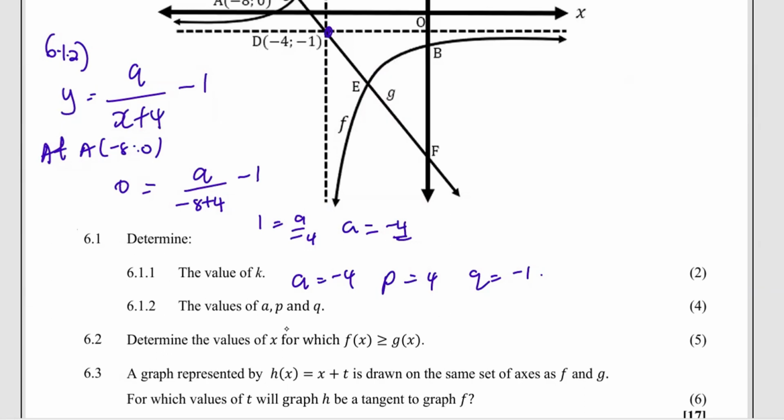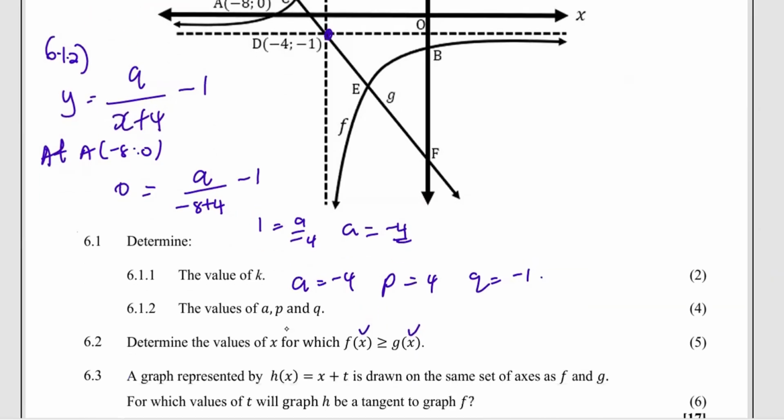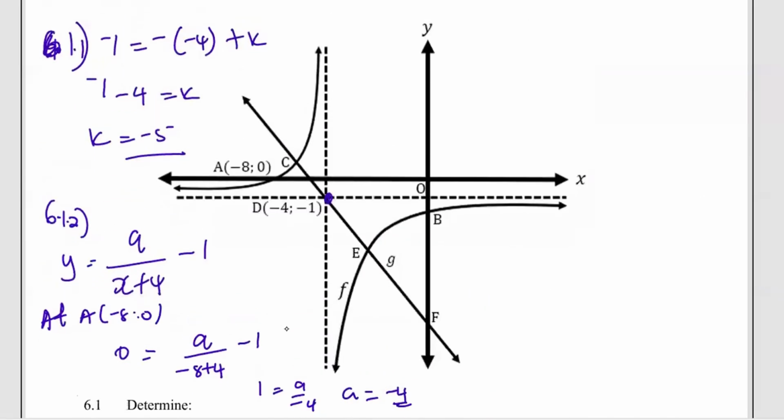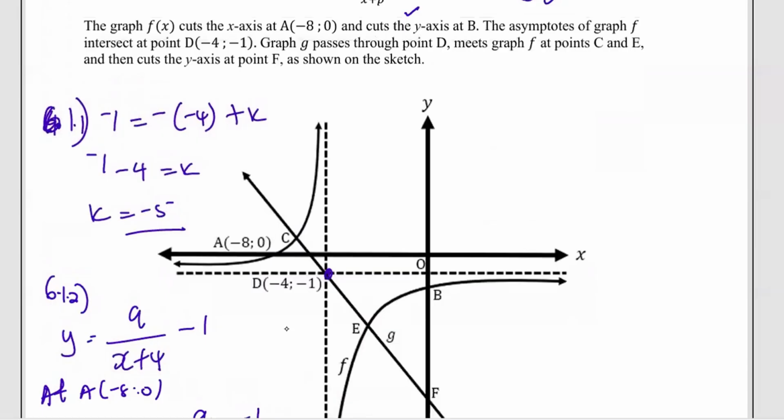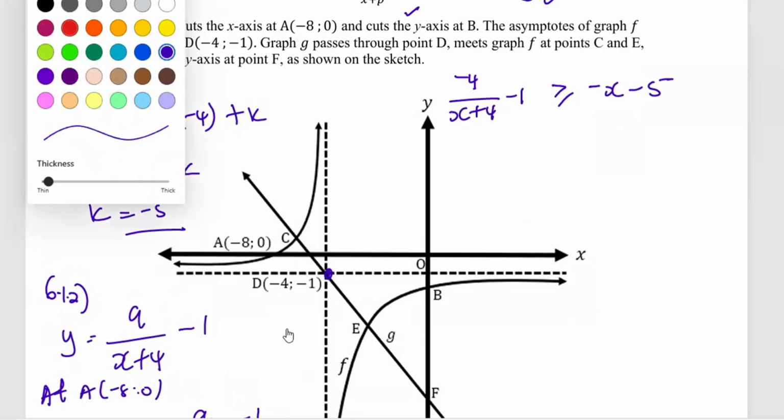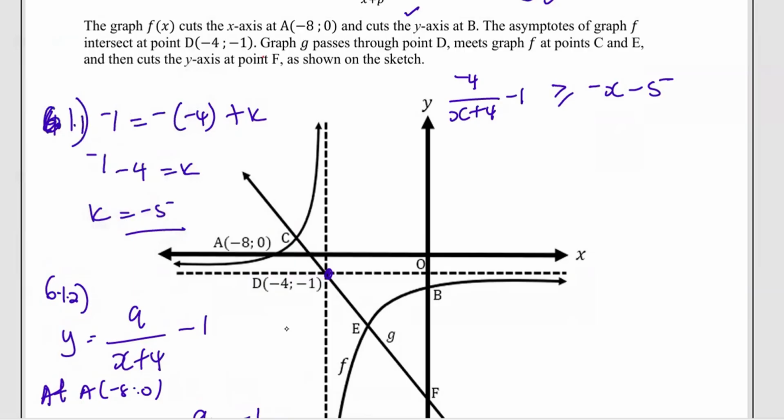All right, then determine the values of x for which f is greater than g. 5 marks. Okay, where do we find f to be greater? So let's substitute and say that negative 4 over x plus 4 minus 1 is greater or equal to negative x minus 5. The deal breaker is, let's move the 1 that side. So negative 4 over x plus 4 is greater or equal to negative x minus 4. So let's multiply it through by x plus 4.